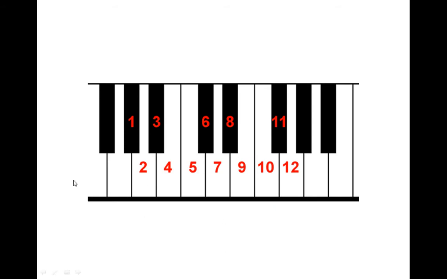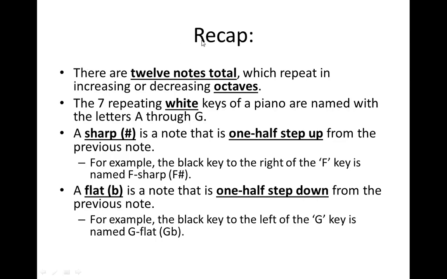All in all then, there are 12 notes total, starting here with A flat and going all the way up here to the note G. And those 12 notes repeat over and over across the piano. So just to recap, there are 12 notes total, and they repeat in increasing or decreasing octaves.